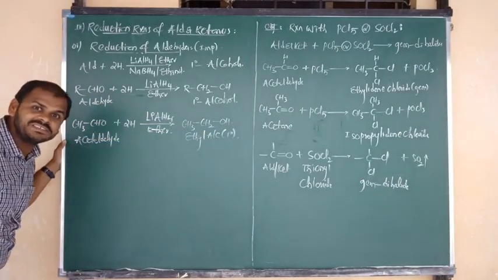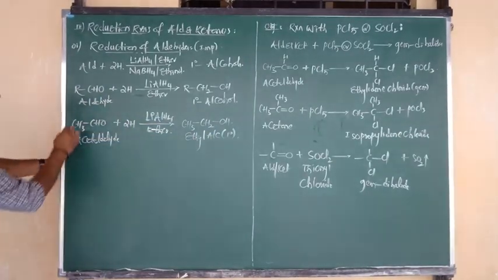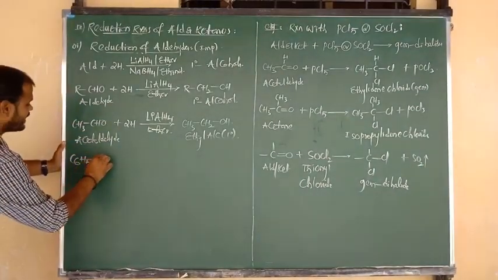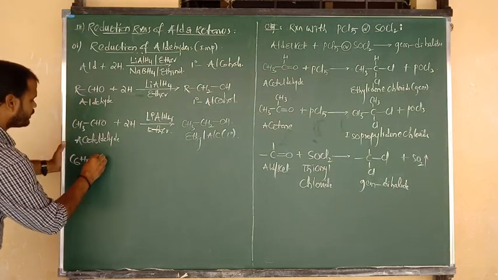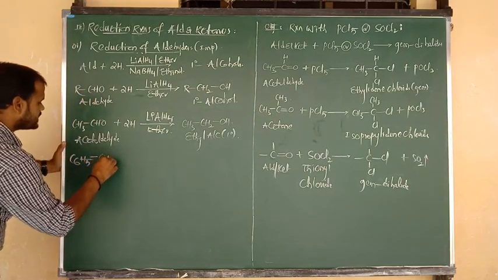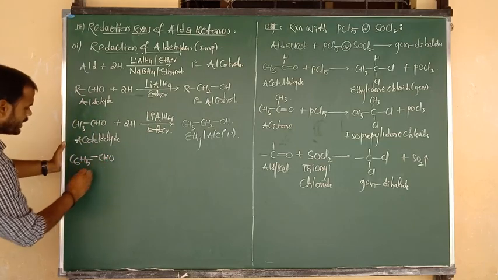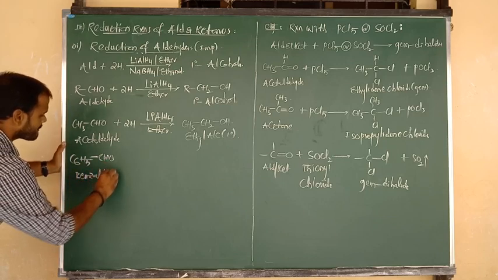In the place of CH3 of acetaldehyde, I want to write benzene, meaning benzaldehyde. Benzaldehyde gives benzyl alcohol. So in the place of R, I am going to write benzene, otherwise we can write C6H5, C6H5 bonded to CHO. Benzene bonded to CHO, the compound name is called benzaldehyde.